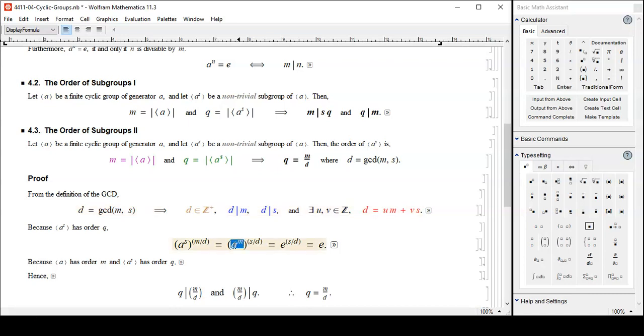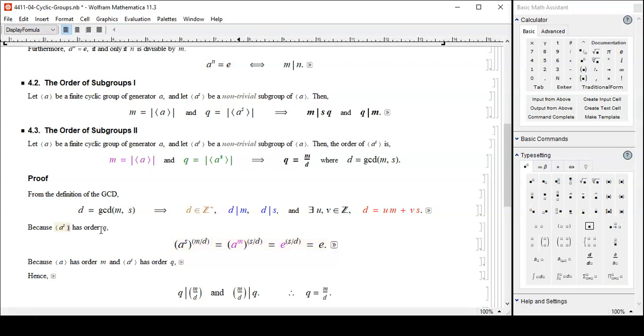And what is a to the n power? That's e, isn't it? Because the order of the original is m. And also s over d power, that's integer power. So everything is well defined and we have e. So a to the s power to the m over d power is equal to e.